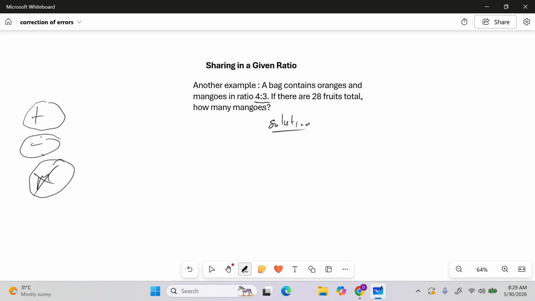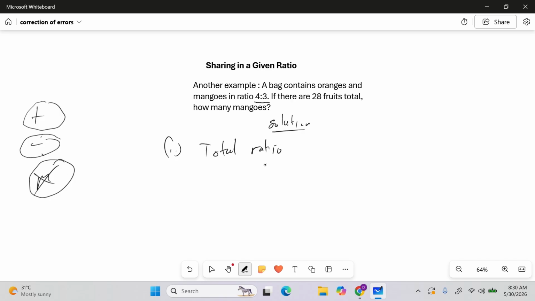Sometimes they add the word respectively. That means it is the same thing. With the word respectively, the first number is for the first name, that is the oranges, and the last number is for the last name, that is mangoes. Now, because they've given us the total of 28 fruits, and they've asked us to find how many mangoes, we go by this approach. First, we solve for the total ratio.